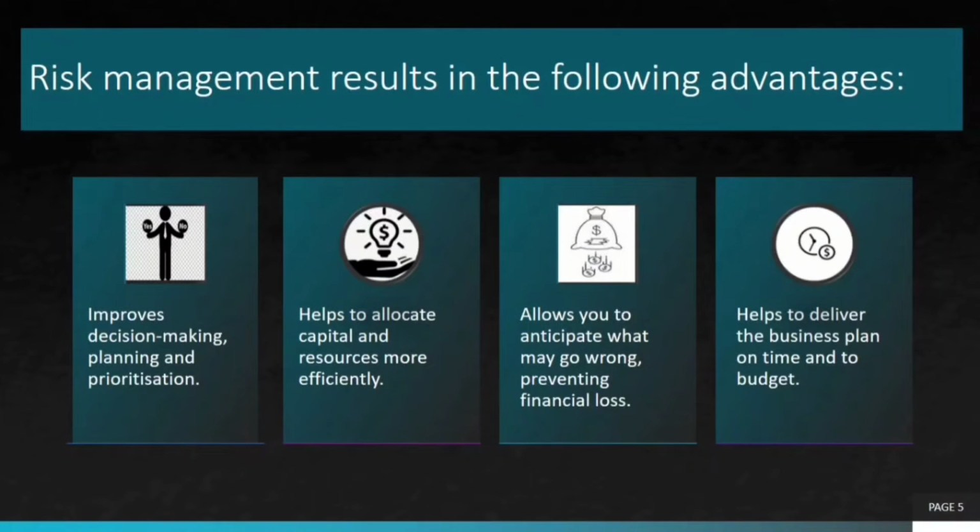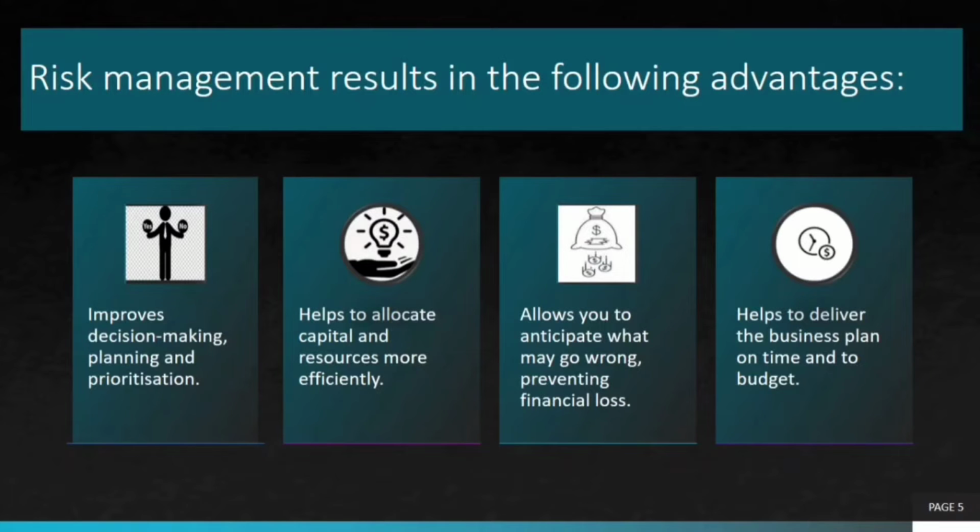Then we have got to discuss the advantages of risk management, or the positive impact of risk management approaches. The first point is it improves the decision making, planning, and prioritization in the organization. So, if the risk management approach is in proper shape, the entity will be able to improve all these three factors. The second point is the entity will be able to allocate the resources and capital more efficiently if there is risk management in the organization.